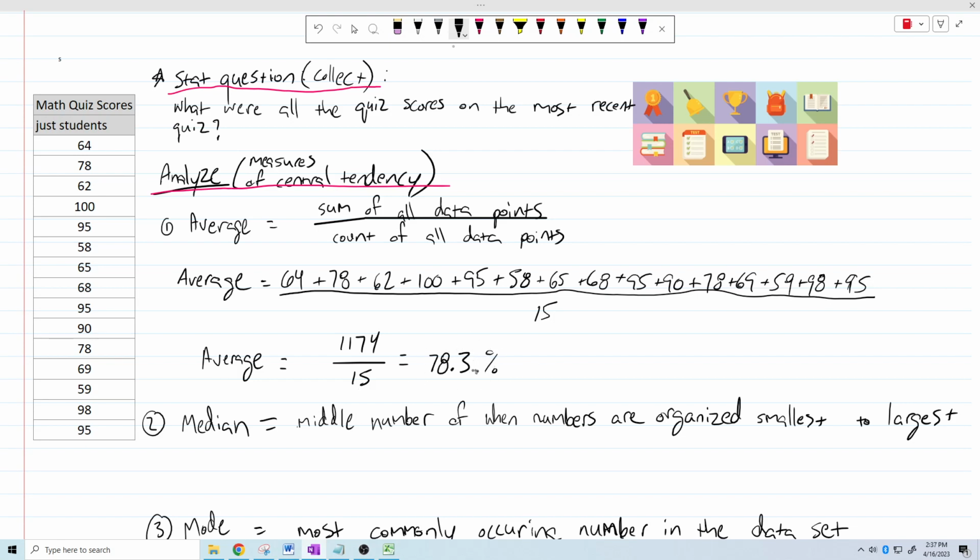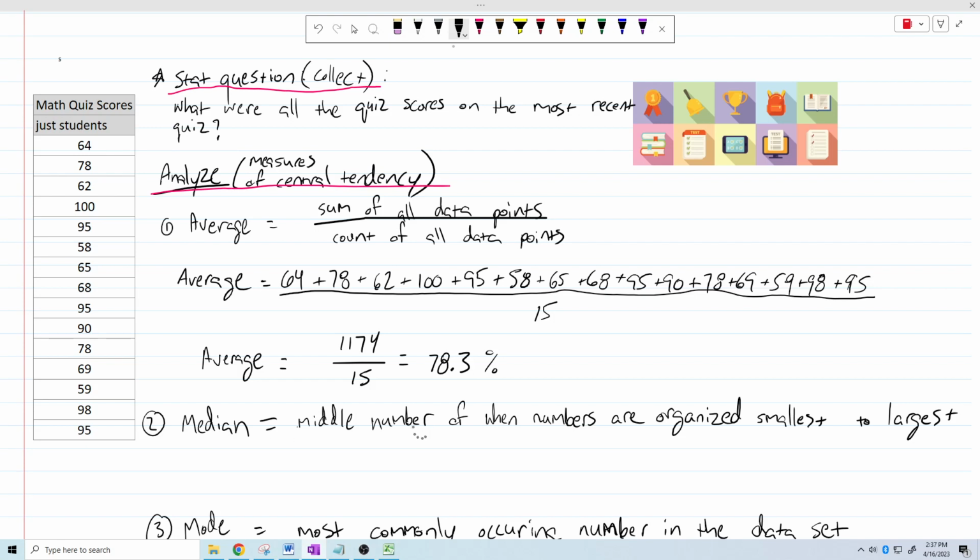Okay, some people did worse, some people did better, but that 78 is representative of where most people are. That's the beauty of average. That's the understanding of what average is.